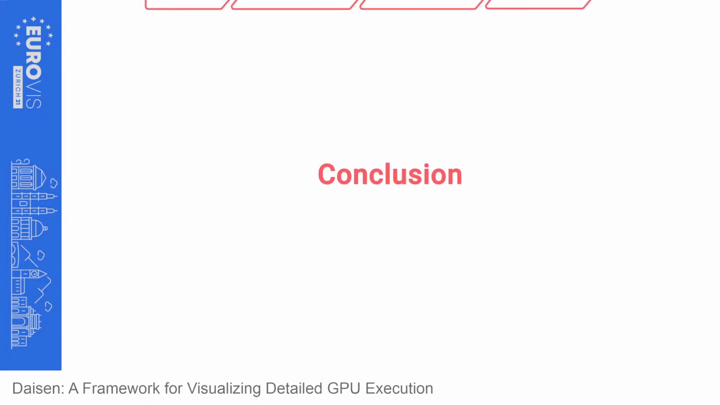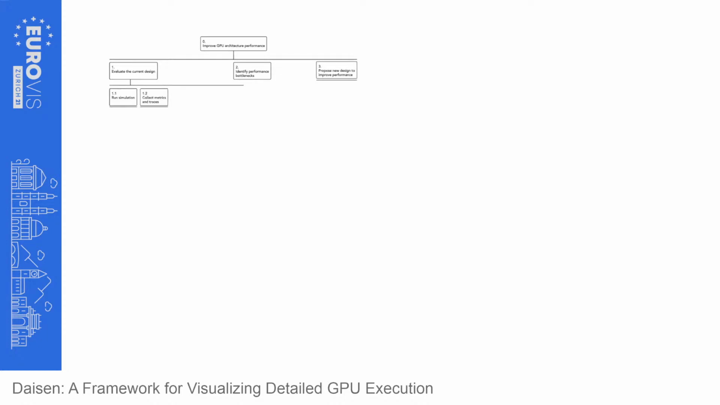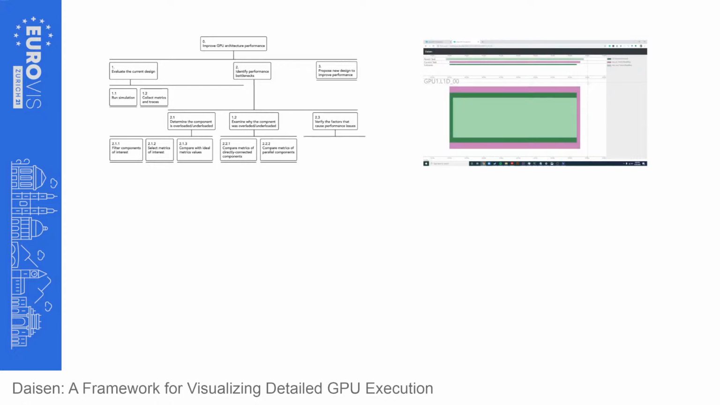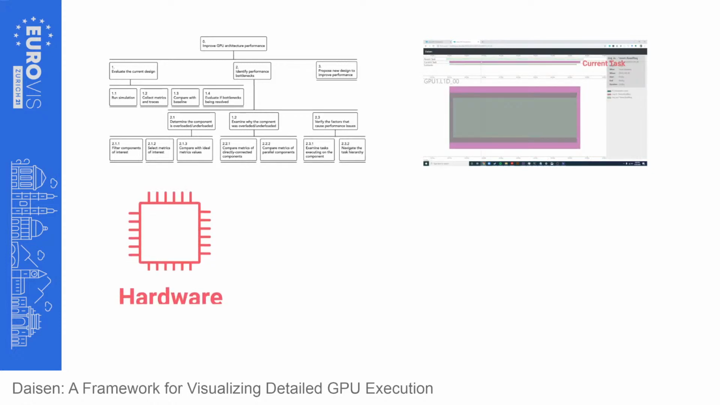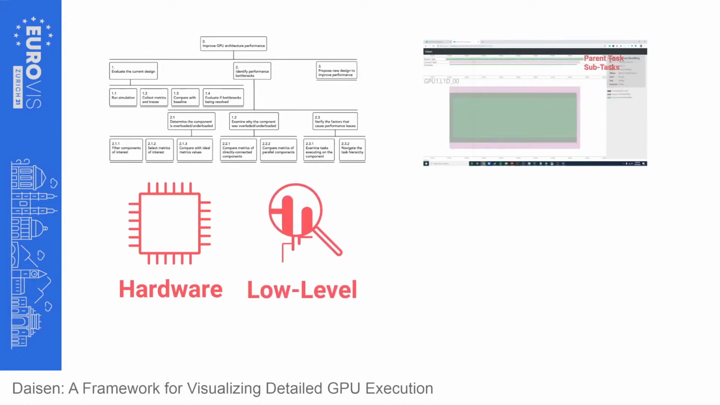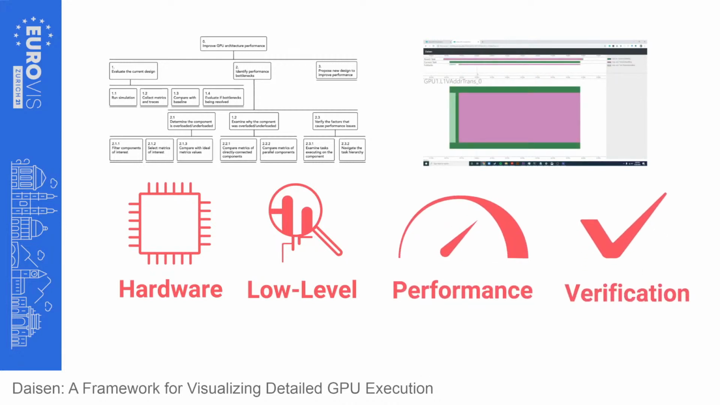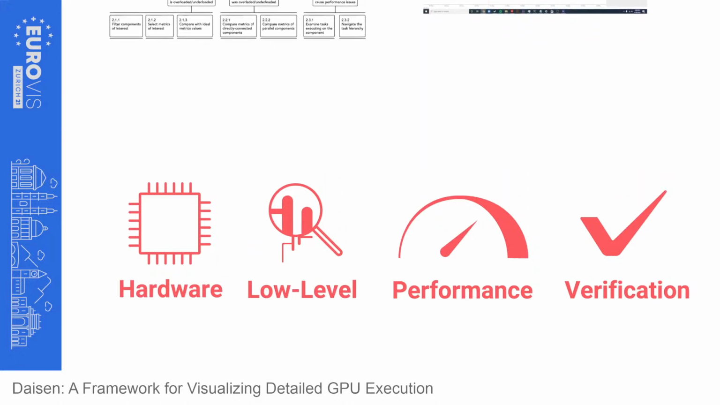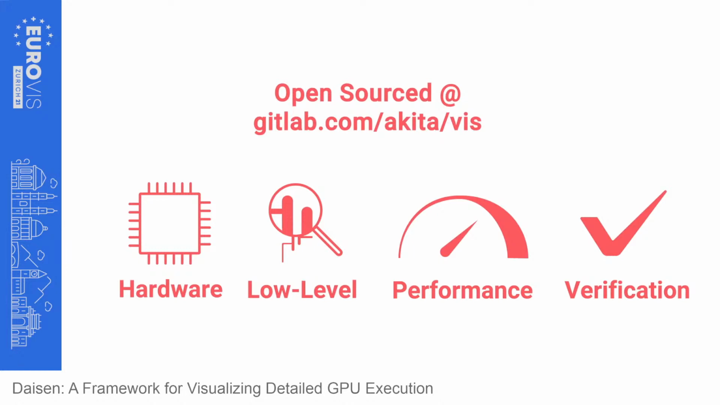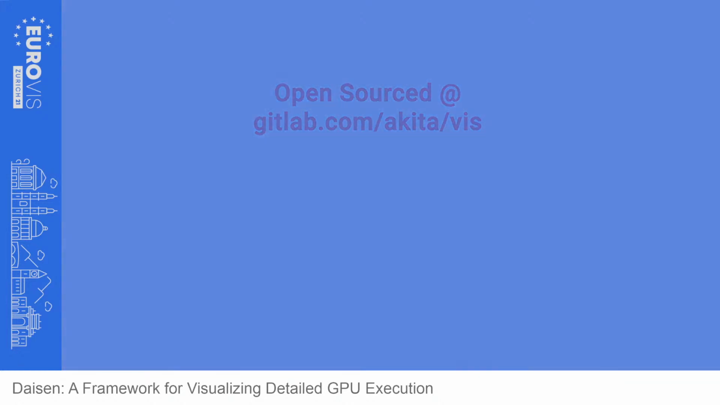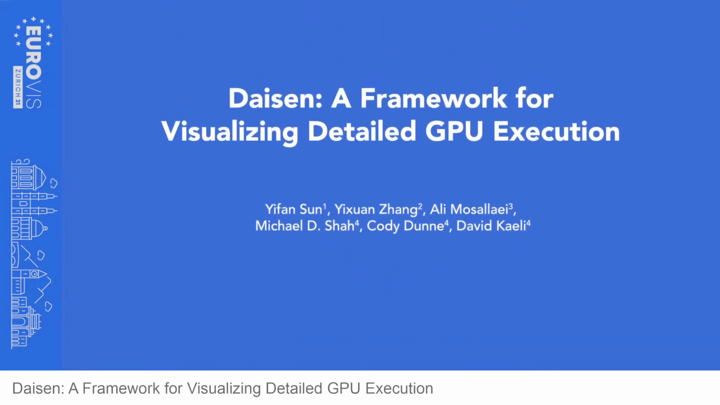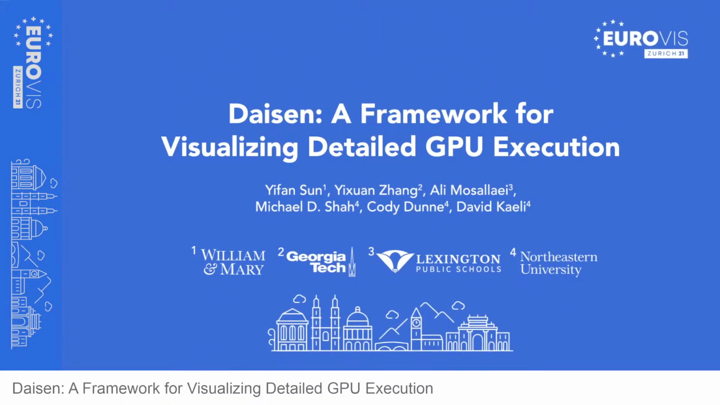In conclusion, in this work, we surveyed and analyzed the requirements and the workflow of hardware designers on performance analysis. To meet the requirements of hardware designers, we designed Daisen. Daisen is a universal visualization tool for hardware designers to inspect extremely low-level execution details. It is effective in identifying performance issues and verifying the performance improvement of a new hardware design. As of today, Daisen has already been used to facilitate hardware designs and research in solving real-world problems. Daisen is delivered as open source software. If you like it, please feel free to give it a try.